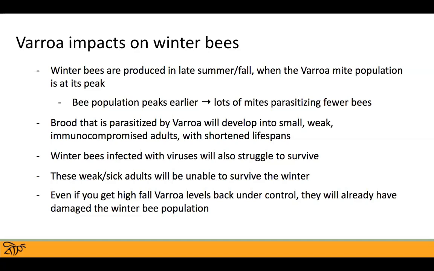And we already talked about brood that is parasitized by Varroa. It will develop into bees that are small, weak, immunocompromised. They're just not very healthy and they have shorter lifespans. And that is really, really critical when you need this population of winter bees in order to allow the colony to survive for the whole winter.